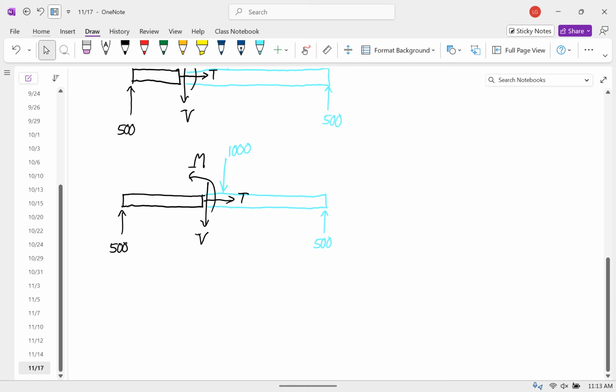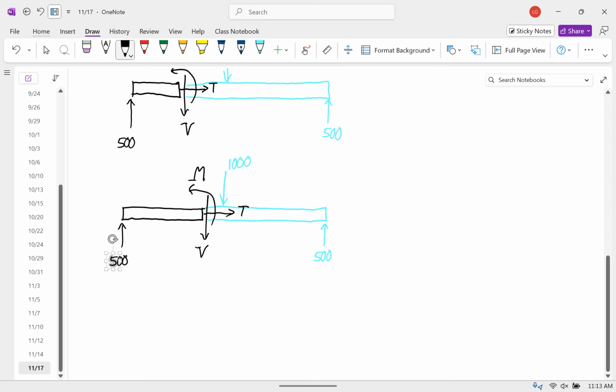Now I'm going to do one where we're calculating the internal loads to the right of that 1000 Newton force. We're just little by little making our chosen pieces bigger.